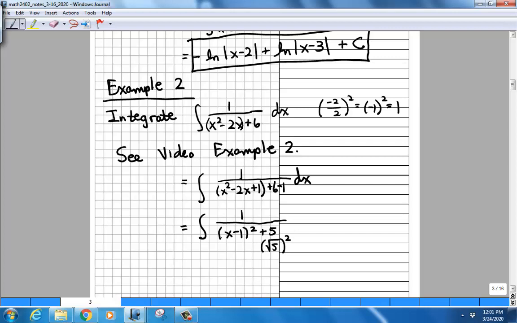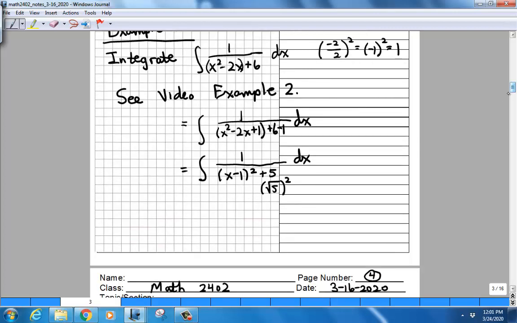So you have the sum of two perfect squares. And when you have a sum of two perfect squares, remember you can integrate that using the arctangent. So we can integrate this using arctangent. We would have to make a substitution here.